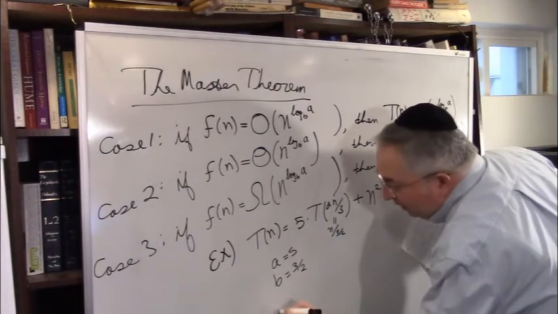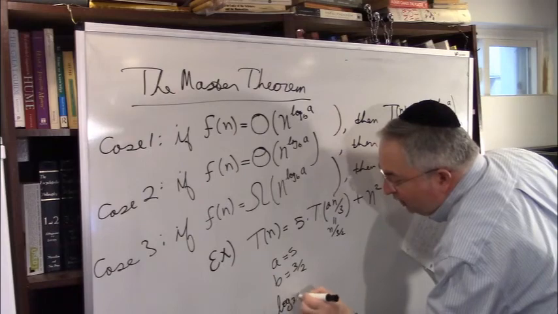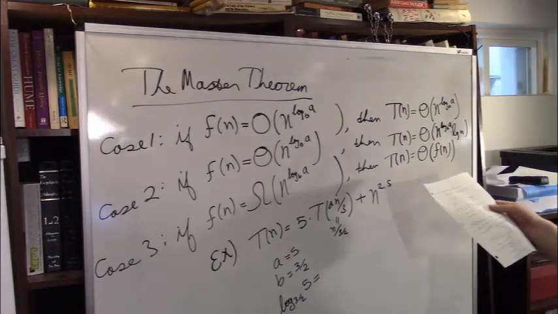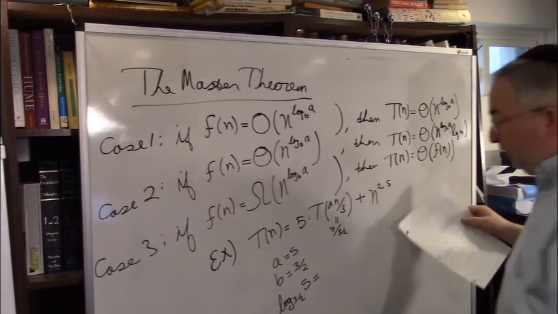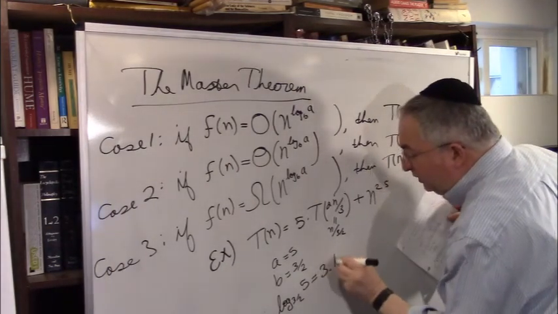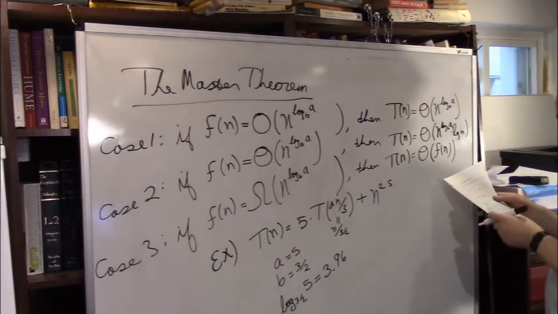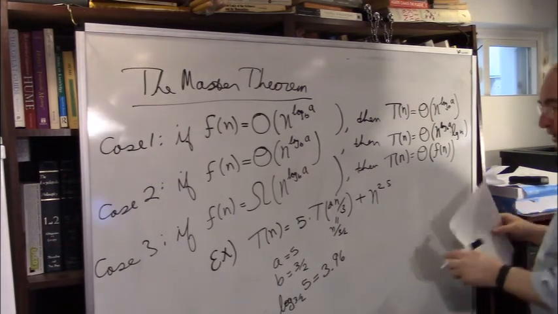Okay, now log base 3 over 2 of 5. This you absolutely need a calculator for. That's equal to 3.96. Okay, and so we have now two things.